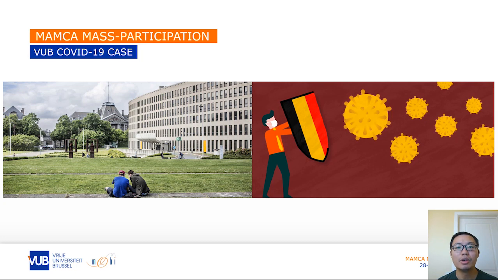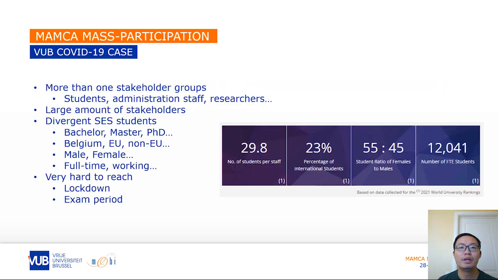In this case study, we would like to evaluate the pandemic levels with the involvement of multiple stakeholder groups. In this case, the evaluated alternatives, the pandemic levels, influence more than one stakeholder group on campus, and there are a large number of stakeholders within one group, especially the students, who have divergent socio-demographic profiles. VUB is attended by students from all over the world who are pursuing their bachelor, master, or PhD studies. It has students from 128 countries. In the meantime, the stakeholders are hard to reach under the lockdown situation. It could become even harder during the exam period. Thus, the mass participation MAMCA is suitable for this case.